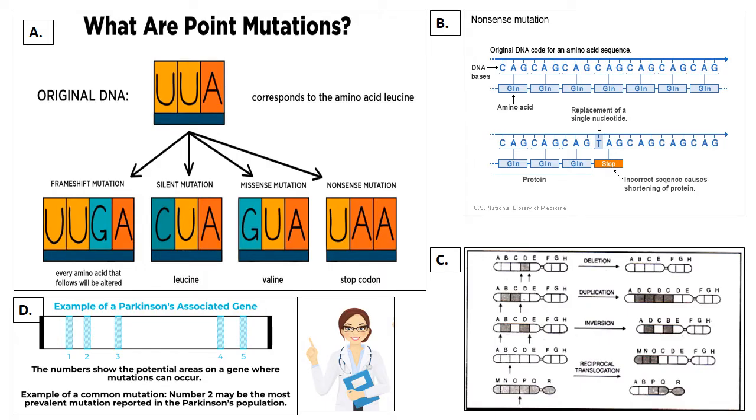This particular slide describes the various kinds of mutation. Now the image labeled as A indicates point mutation. What actually happens in a point mutation is the nitrogenous base changes at a particular nucleotide sequence.